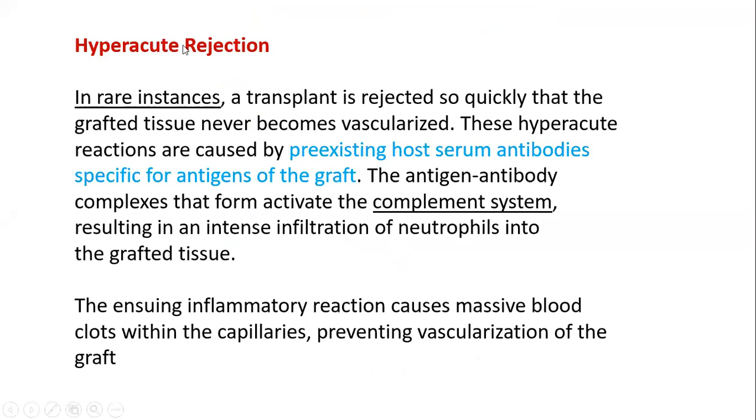The first response is called hyperacute rejection. Normally it doesn't happen. It happens in very rare instances.